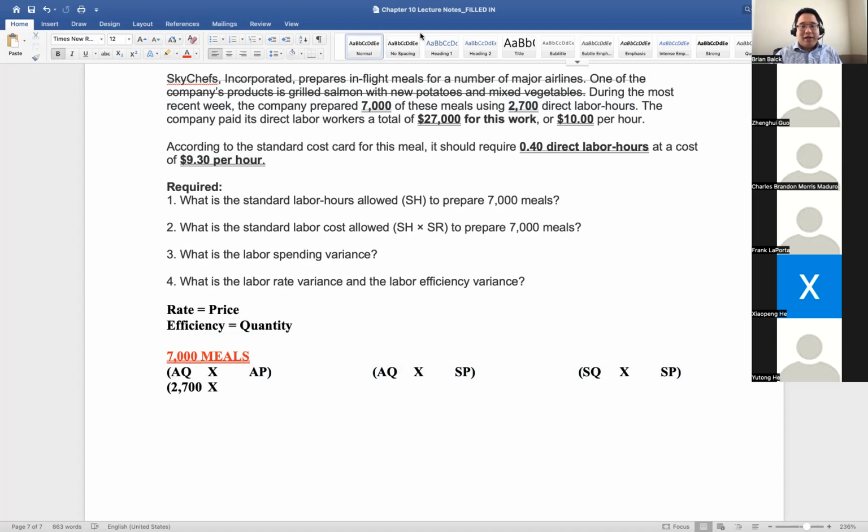Can somebody type in the chat what you think? How much did they actually pay? What's the actual price they paid? AP. Is it $27,000? Is that right? You think? I would like to make $27,000 an hour. I don't think that makes any sense. $10. 27,000 is the total.